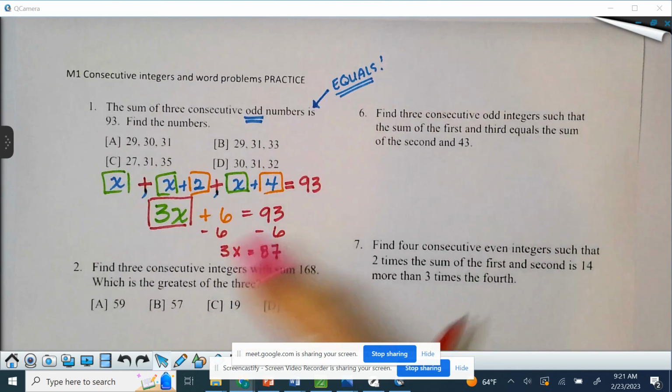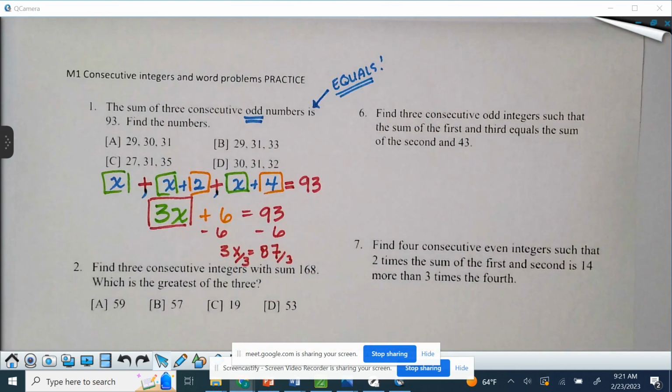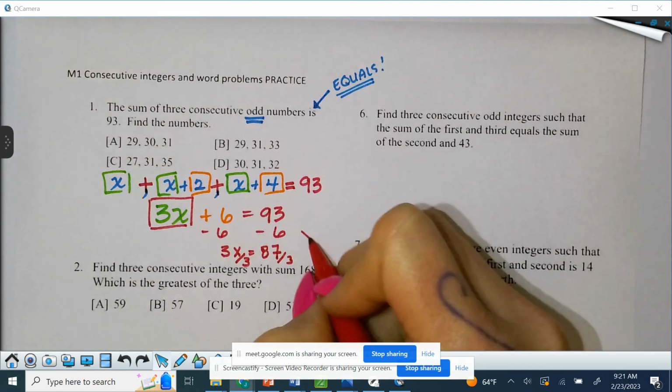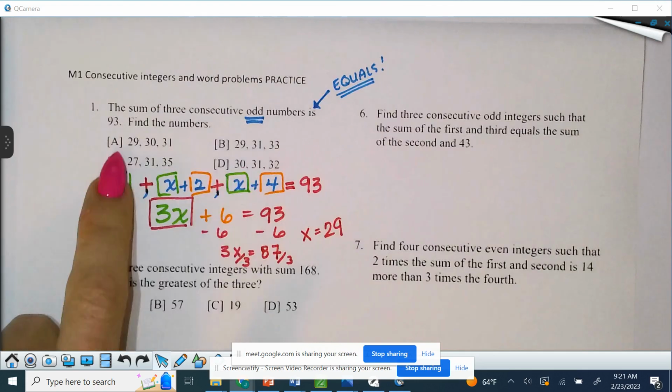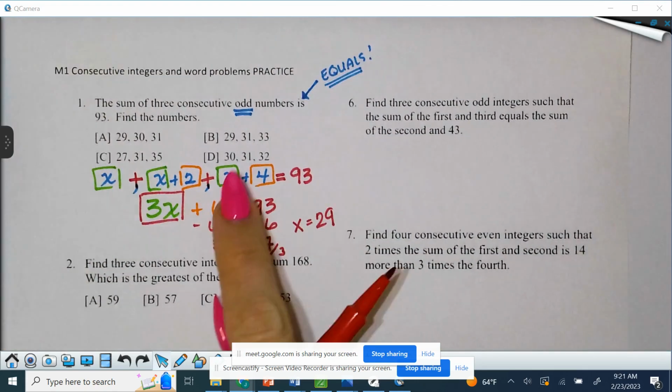3 times x, so we're going to divide by 3. 87 divided by 3 is going to be 29. This said find the numbers. We have a multiple choice question. Multiple choice is super awesome, but especially with answers like this because we already have 29.